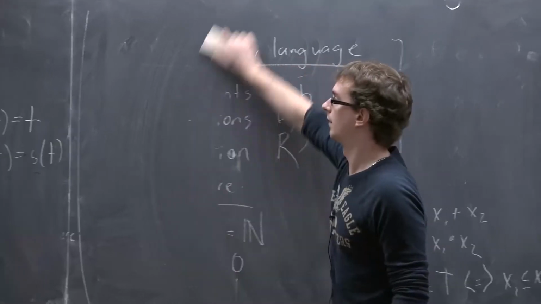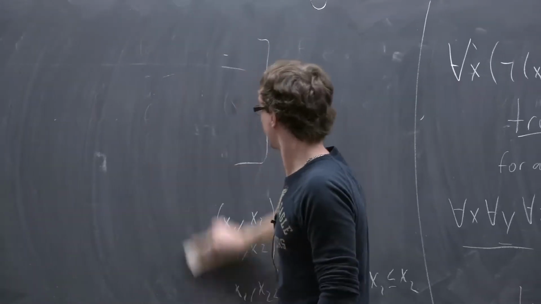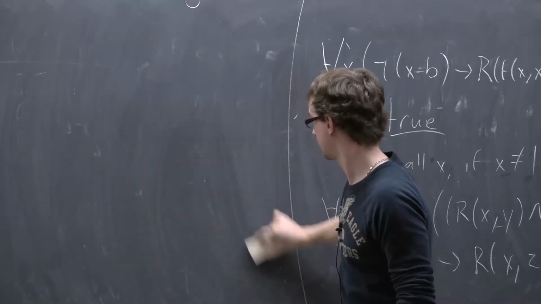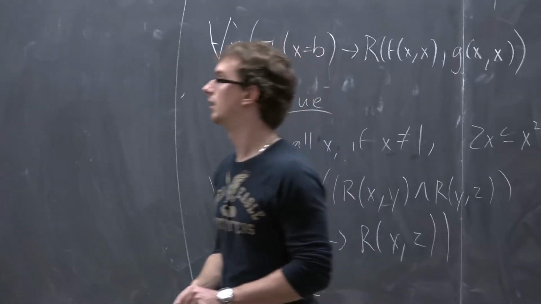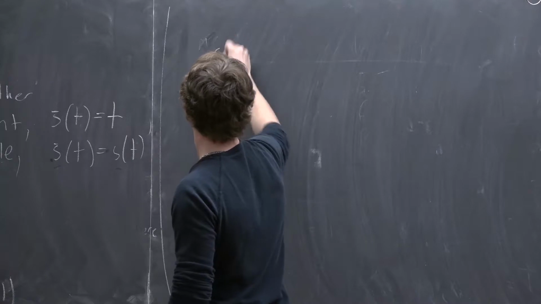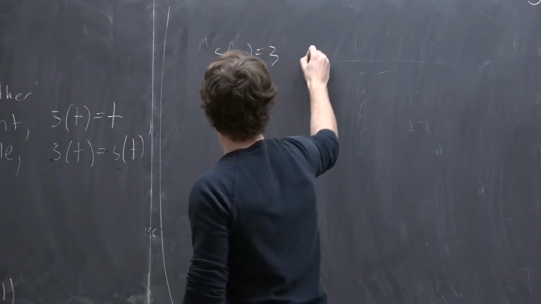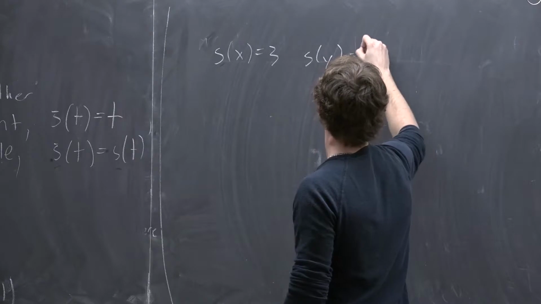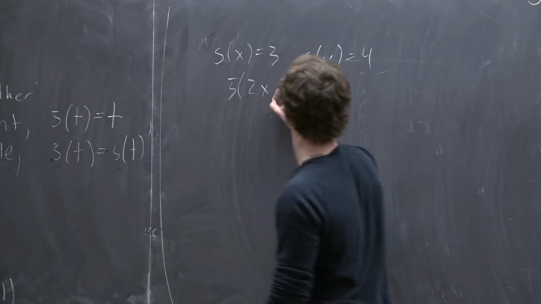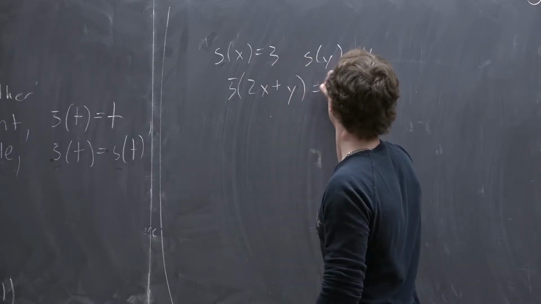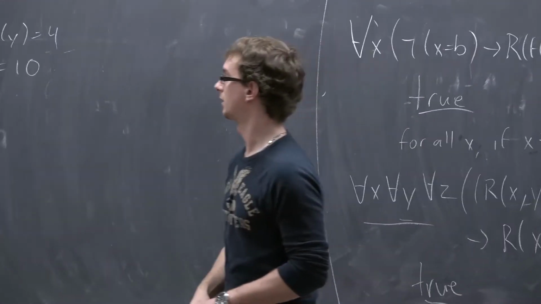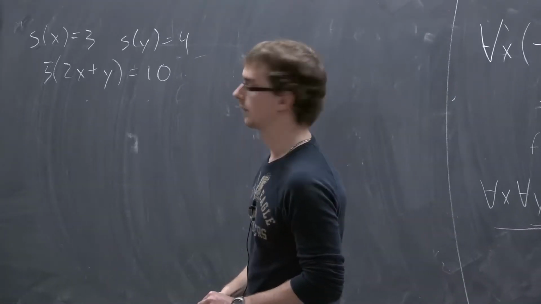So all we've done so far is taken our function that tells us what the value is for each one of our variables and extended it to be able to handle arbitrary terms. So for example, if we know that s(x) is 3 and s(y) is 4, then s bar of 2x plus y would be 10, right? And that's just done by induction.